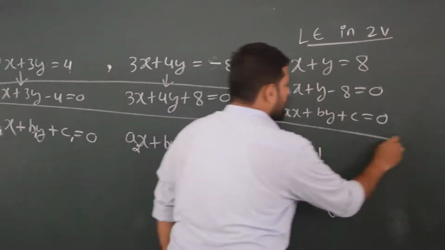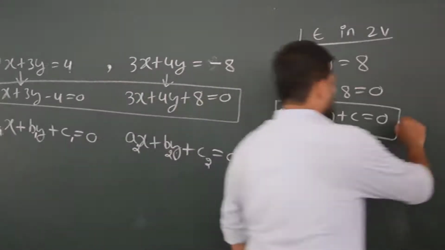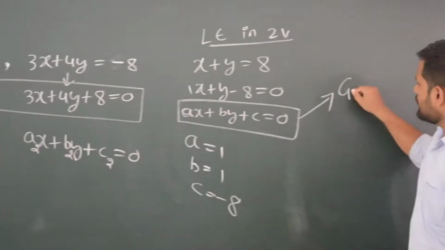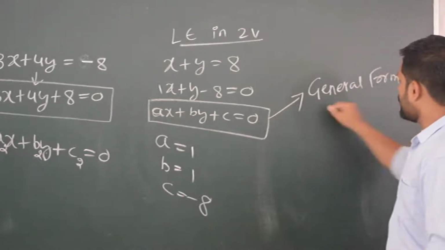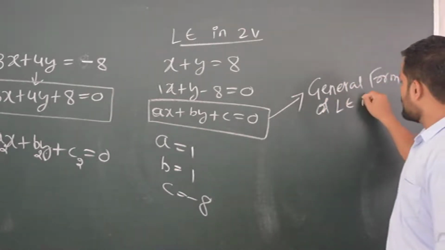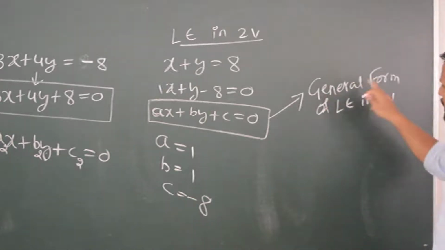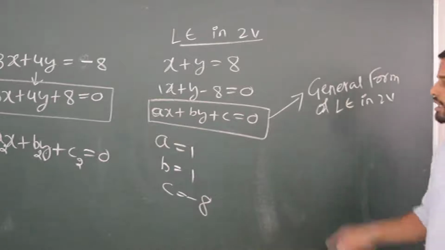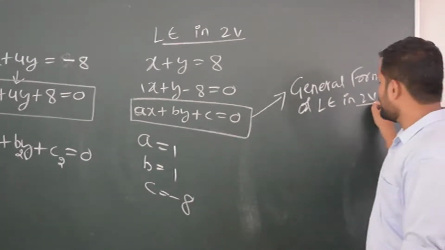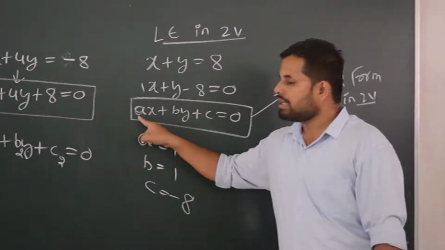So whatever I have written here, ax plus by plus c equal to 0, this is called, dear children, the general form of a linear equation in two variables. Are you understanding my point? What is this? This is the general form of a linear equation in two variables. Is this understood? Now in this, I want to have two variables.